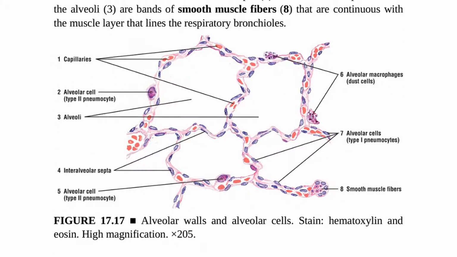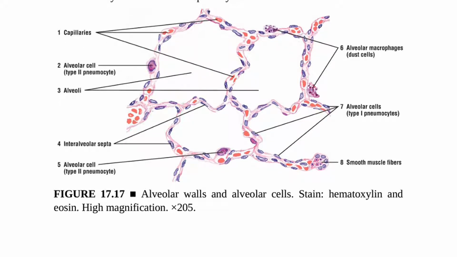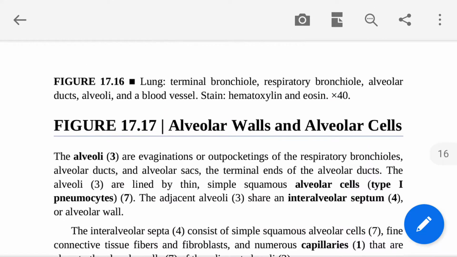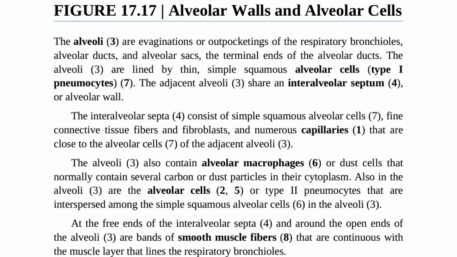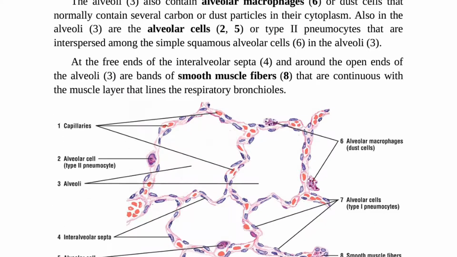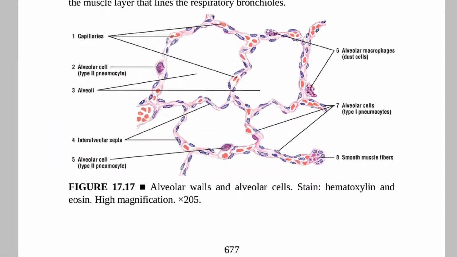Then this is the histological slide for the alveolar wall and the alveolar cell. You see the alveolar wall, type 1 and type 2 cells are shown, dust cells are shown, capillaries are shown, inter-alveolar septa is shown, okay, smooth muscle fiber, everything is shown. And here is some information; if you are interested you can read it, and all the numberings are explained over here.